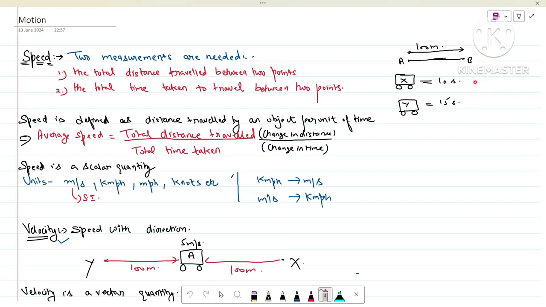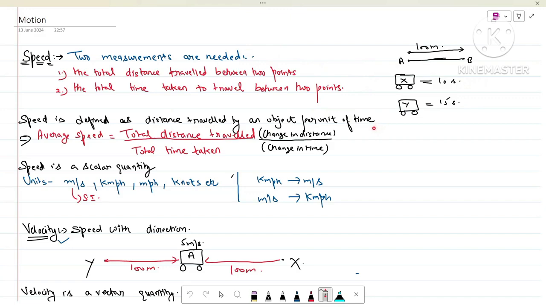So if we want to measure speed, then which two measurements do we need? We need these two measurements: the total distance traveled between 2 points and the total time taken to travel between 2 points. So speed is defined as the distance traveled by an object per unit time.